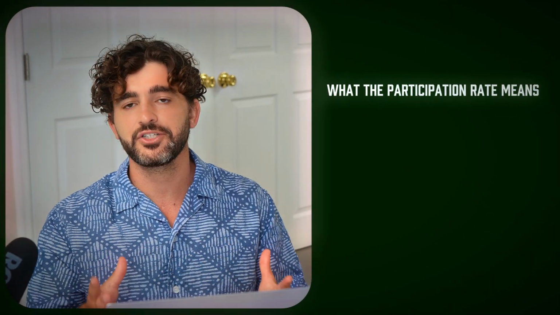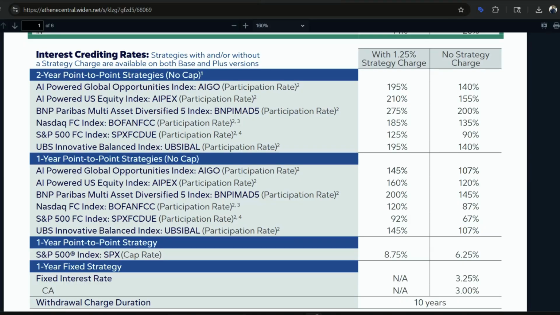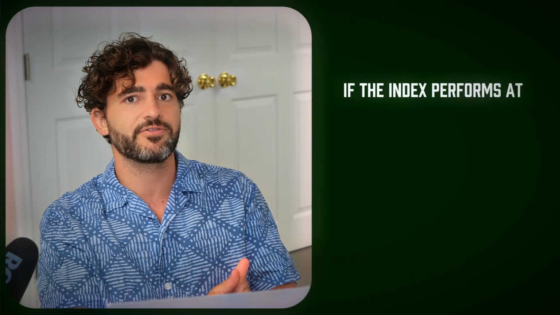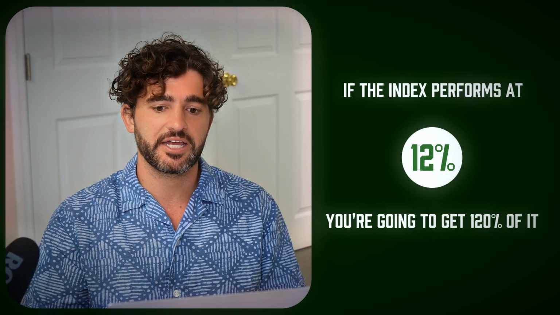And let me back up. What the participation rate means, if you're not sure what that is, is what percentage of the gains you are actually going to see. So let's use this AI-powered U.S. equity index, and let's say it has 120% participation rate. So if that index performs at 10%, you're going to get 120% of it. So you'd end up getting a 12% credit for the year. So the participation rate tells us what percentage of gains we are going to see in the contract.